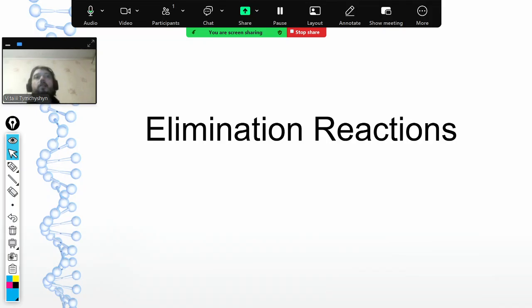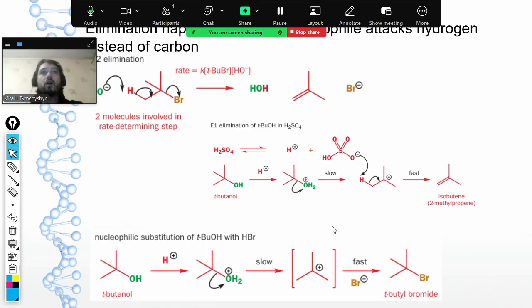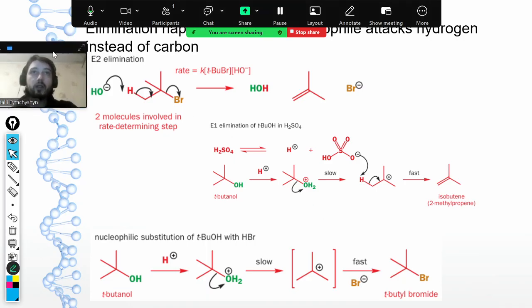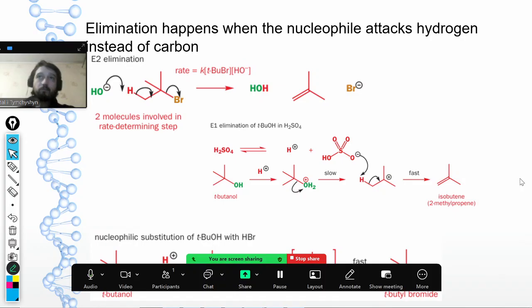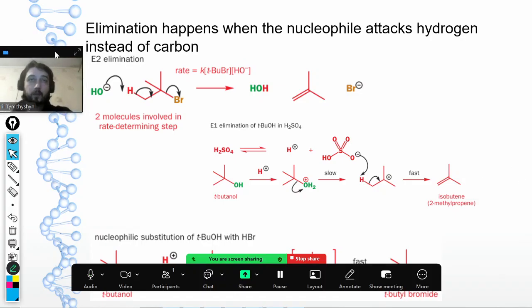Let's consider a different type of reactions. These are pretty interesting reactions: elimination reactions. As their name suggests, we should expect that something falls off of the molecule. We had a molecule, and some part of this molecule should go away. There are many kinds of elimination reactions. What we are interested in now is the elimination that happens when the nucleophile attacks hydrogen instead of the carbon atom.